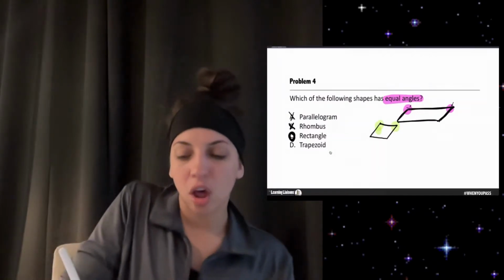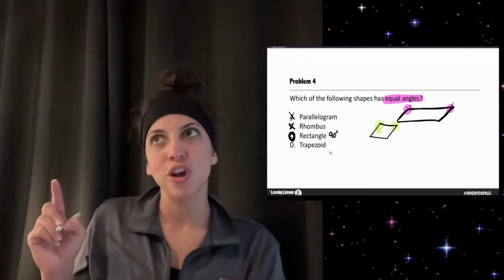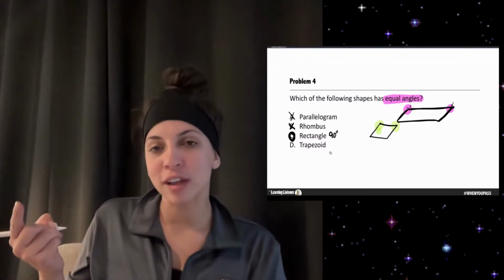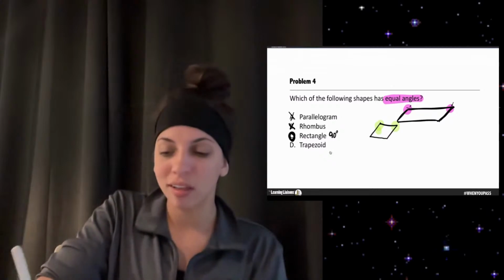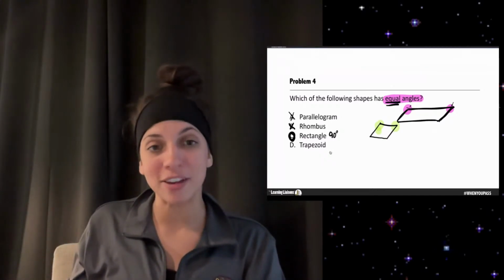90-degree angles. All the angles are 90 degrees. So if all the angles are 90 degrees, are they equal? They most certainly are. So rectangle is going to be the correct answer.